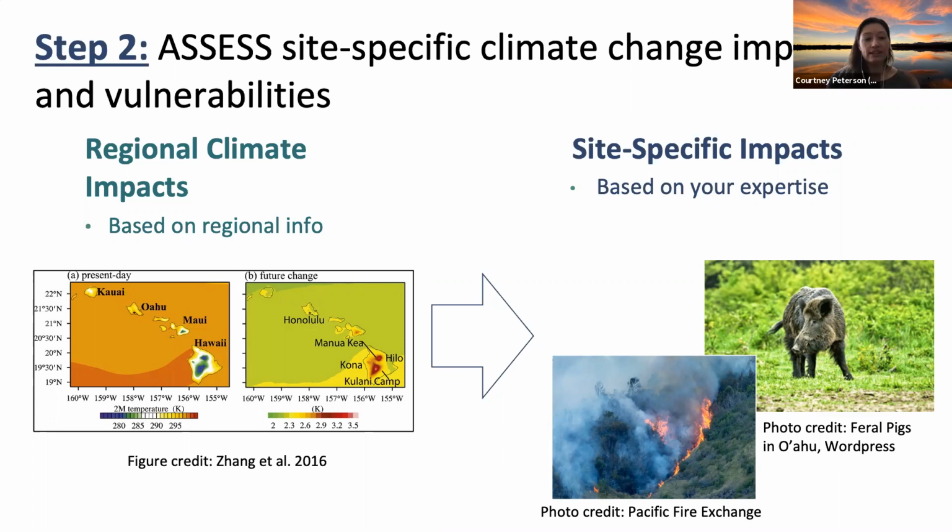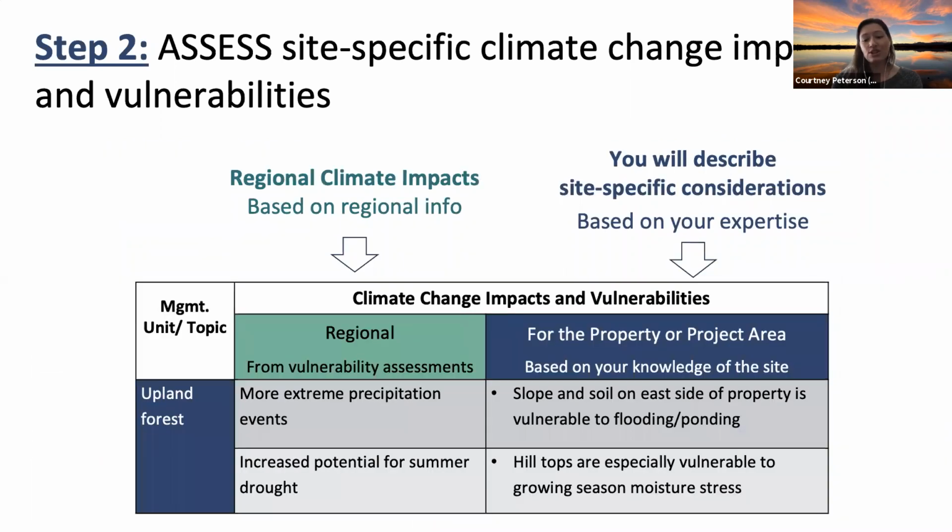And so really taking those regional impact information and distilling them down to the local level is what we want you to be thinking about in this step. So broad scale projections to that site specific impacts using your expertise about the areas where you work. And then this is just a written example and kind of what it could look like in the adaptation workbook itself.